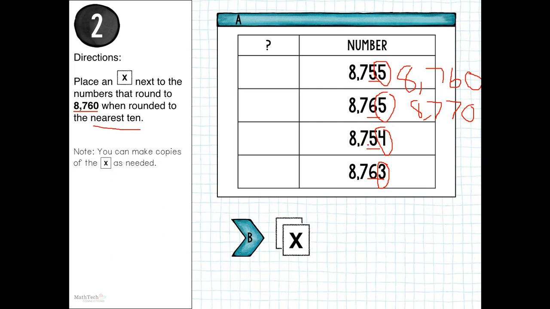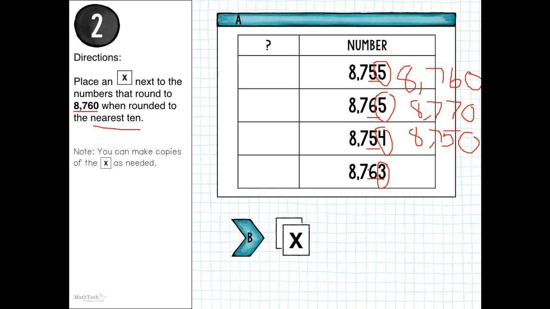The next one says 8,754. I underlined the 5 in the tens place, and then I'm going to check to see if this is 0 to 4 or 5 to 9. This is 0 to 4, so that means my 5 stays the same. So my 5 did not change, my digits to the left did not change, and the one I circled and the ones to the right become a 0. So this answer would be 8,750.